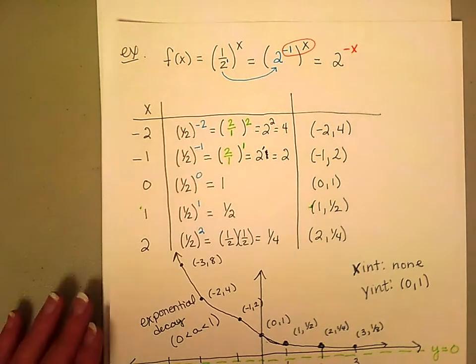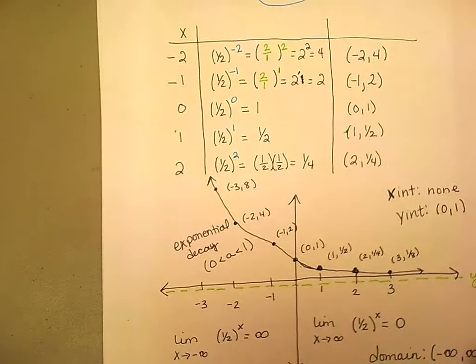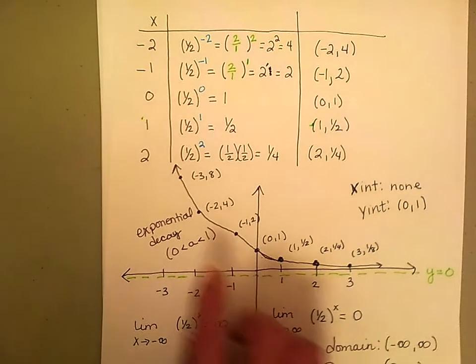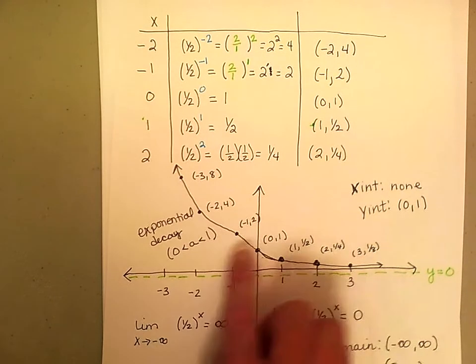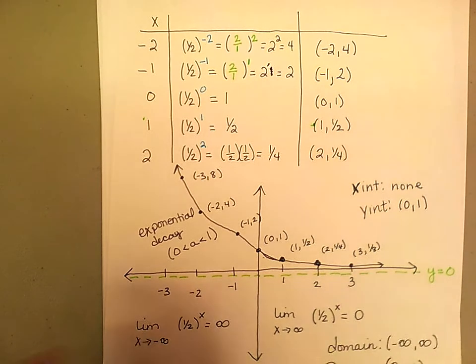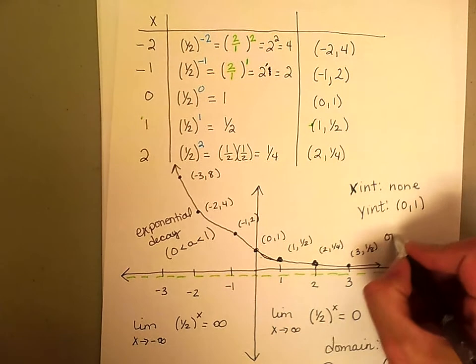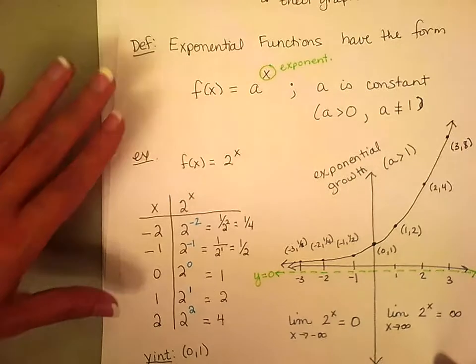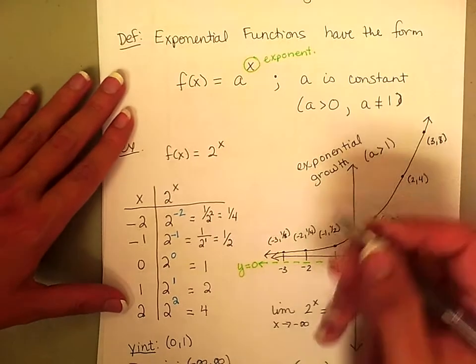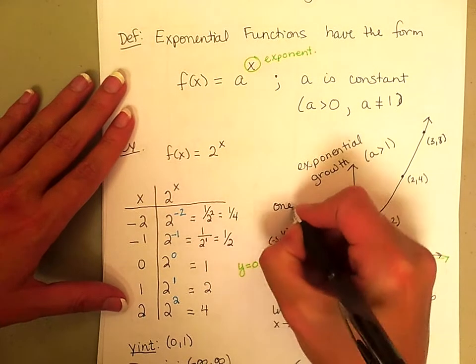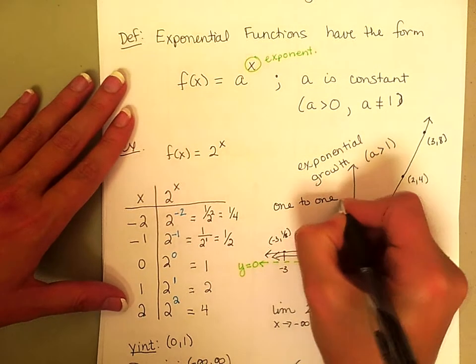The other thing that's important to note is if we asked ourselves about one-to-oneness, I would hope we would see that this graph is 1-to-1. It's getting very, very tight down here, but it is in fact 1-to-1. And the same with our first graph. Although it's getting very, very tight down here, it is in fact 1-to-1.